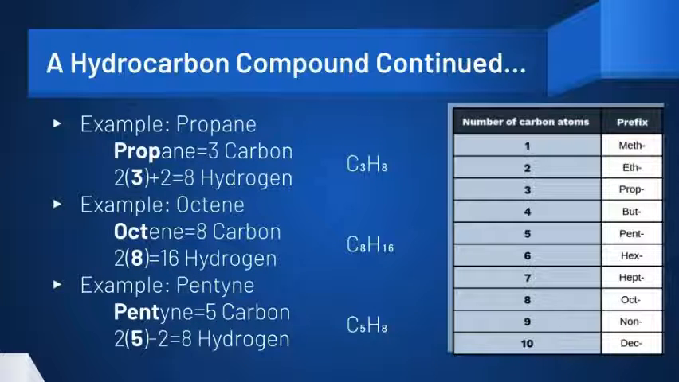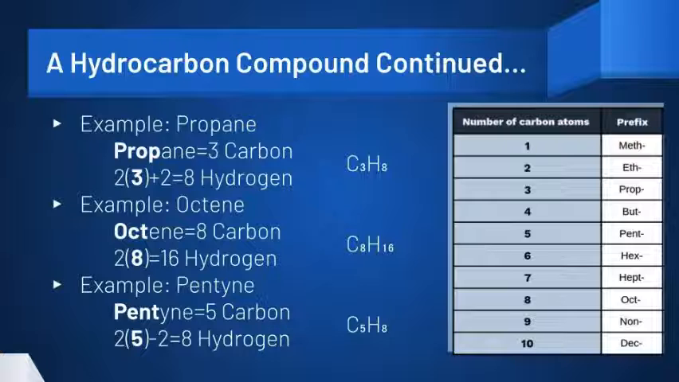For our first example, we have propane. Now, propane has the prefix "prop," and prop, according to our chart to the right, is 3. So there would be 3 carbon atoms. Now, it ends in "ane," and we know that "ane" is proportionate to 2 times the number of carbon plus 2. So we would multiply 3 times 2 and add 2, and that would give us 8 hydrogen. Therefore, propane would be C3H8.